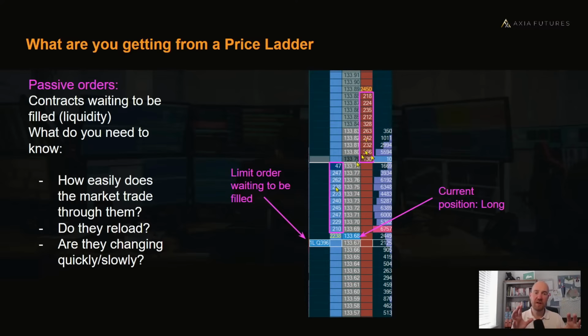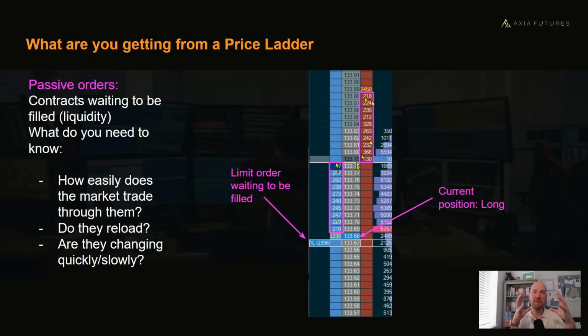Passive orders that aren't changing very quickly say to you, well, nobody's really worried about what's going on. Nobody's forced to do anything. Nobody's urgent to change their mind. So therefore, nothing's about to happen.